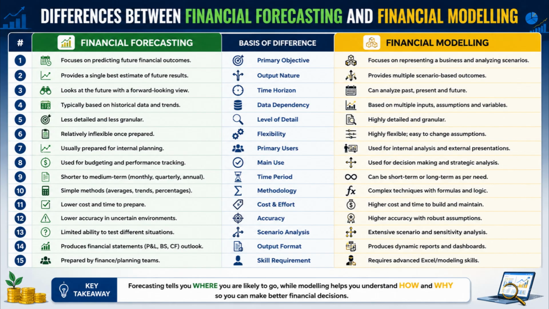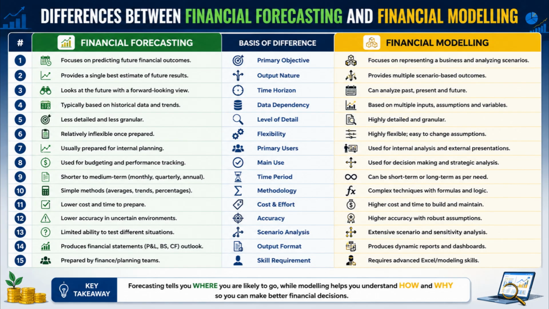Number 1. Financial forecasting focuses on predicting future financial outcomes, whereas financial modeling focuses on representing a business and analyzing different scenarios. Number 2. Financial forecasting generally provides a single best estimate of future results, whereas financial modeling provides multiple scenario-based outcomes. Number 3. Financial forecasting mainly looks toward the future, whereas financial modeling can analyze past, present, and future performance.